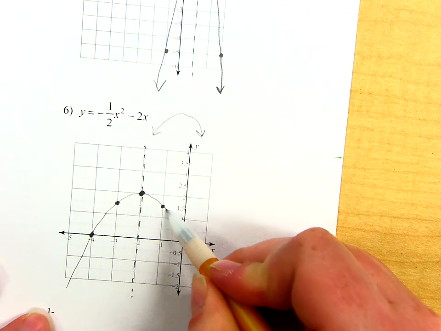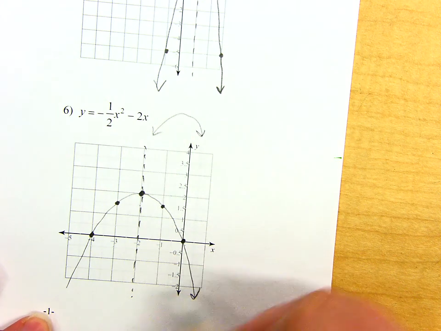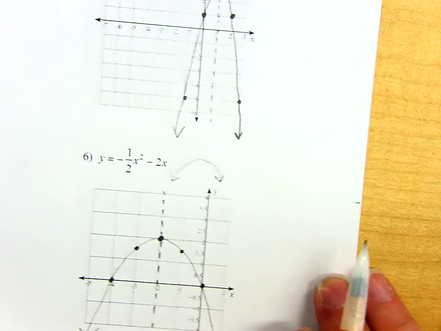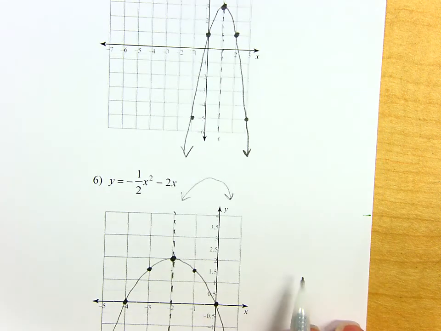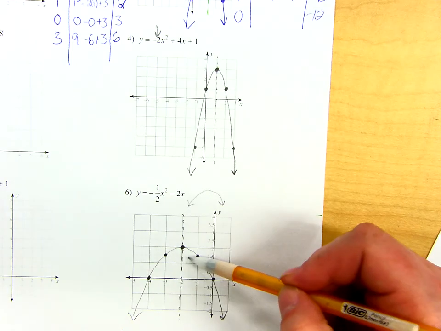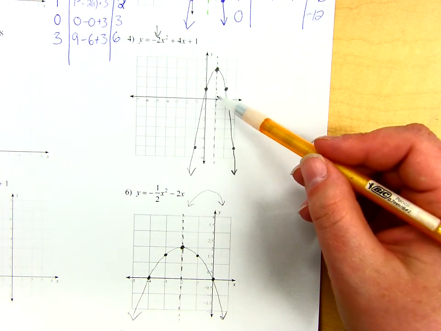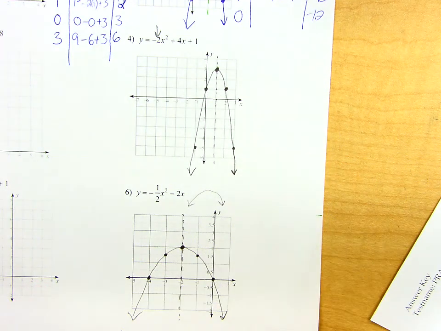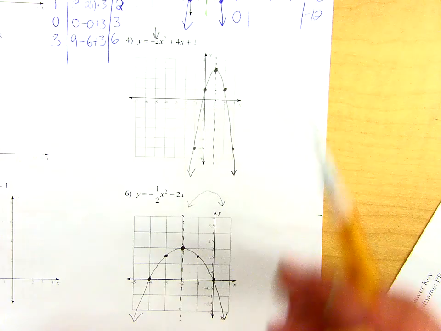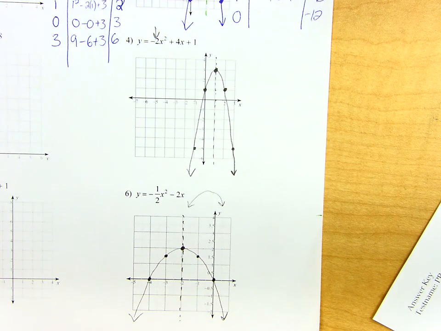Was it everything we thought it would be? Yeah, we said it was going to be upside down and it was going to be wide. Compare this to your last one. Clearly this is wider than that one. There is a change in scale, so that does matter a little bit, but it's very obvious to see that this one's wider than that one. Hooray!